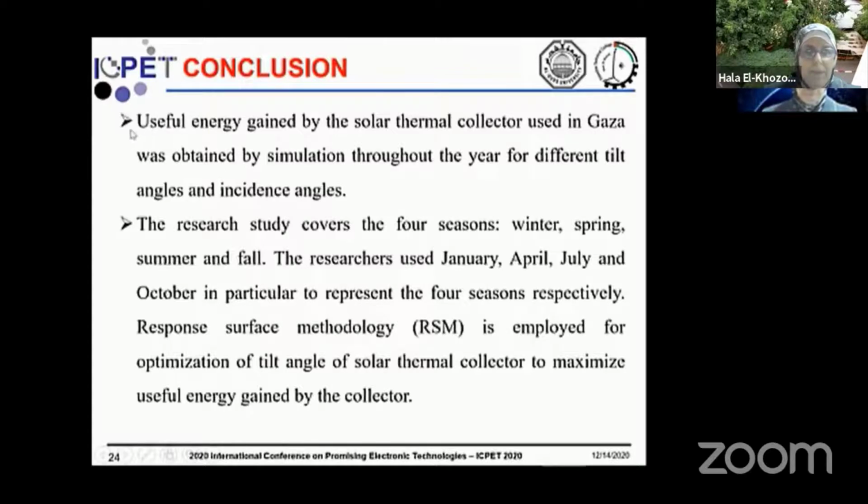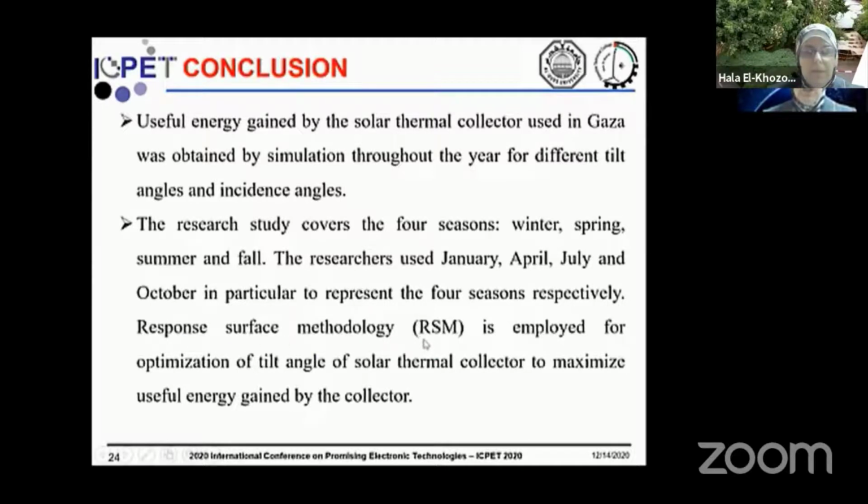So in conclusion, we found that the useful energy gained by the solar thermal collector used in Gaza was obtained by simulation through the year for different tilt angles and incidence angles. The research study covered the 4 seasons: winter, spring, summer, and fall. The researchers used January, April, July, and October in particular to represent the 4 seasons respectively.